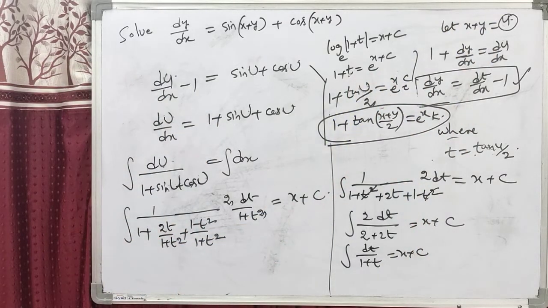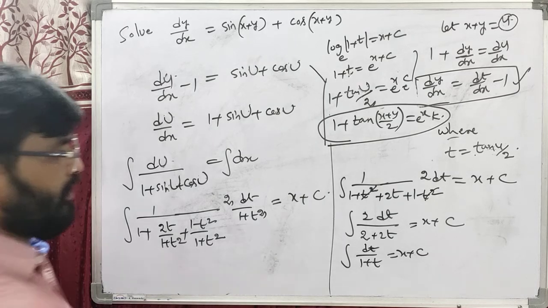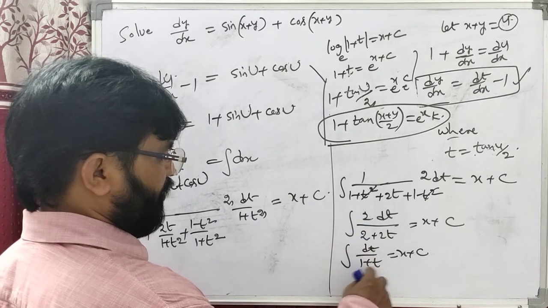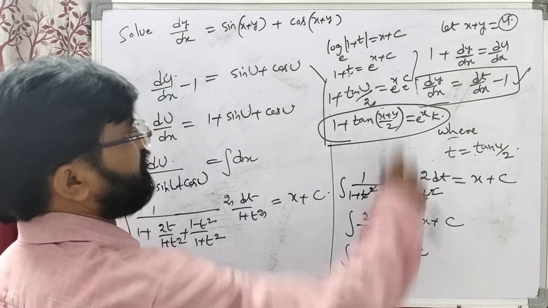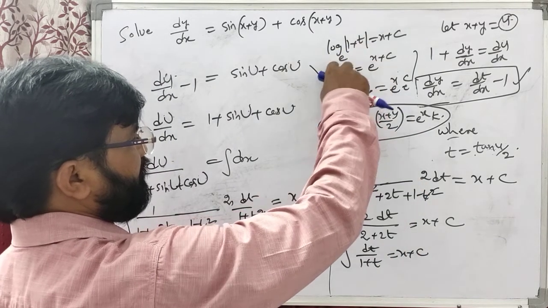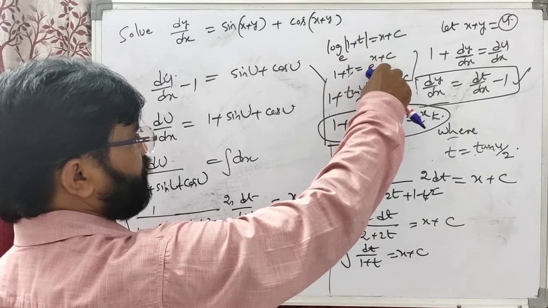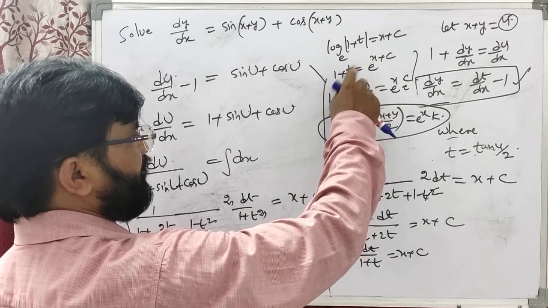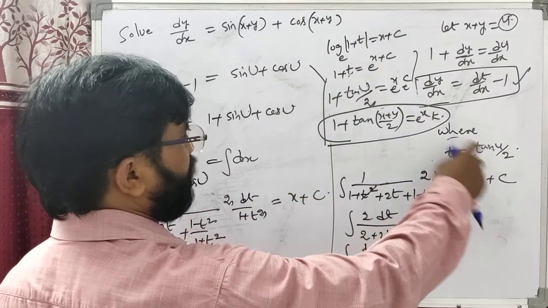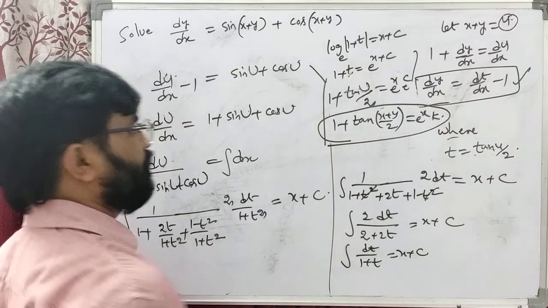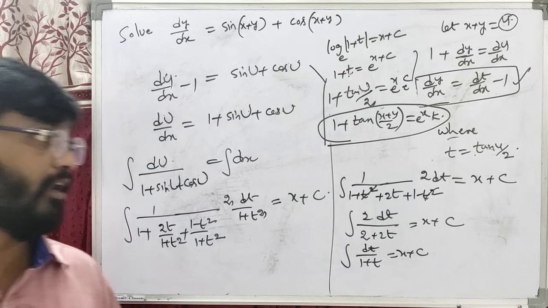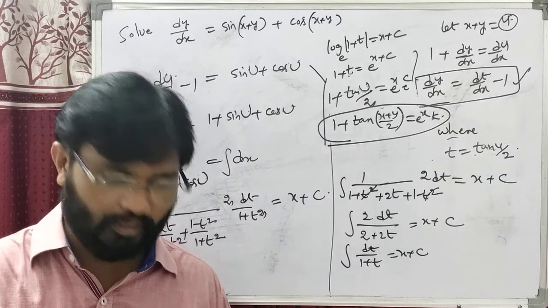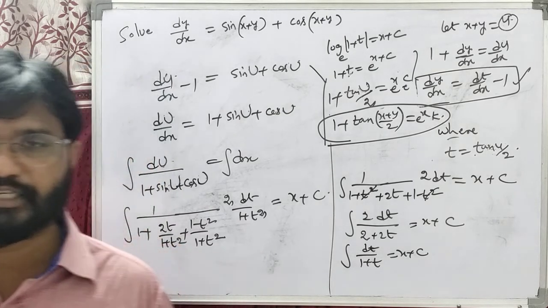Are you clear, students? When you take this, the 2 by 2 cancels, giving dt by 1 plus t. The derivative of t is 1. f dash x by f of x is log mod of f of x. With base e, it is sent to the other side: e power x plus c. What is t here? t is tan of u by 2, where u is x plus y by 2. Therefore, this is the formula: 1 plus tan of (x plus y) by 2 equal to e power x into k. Got it, students?